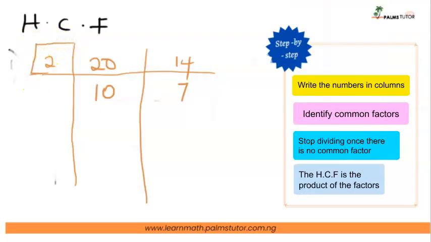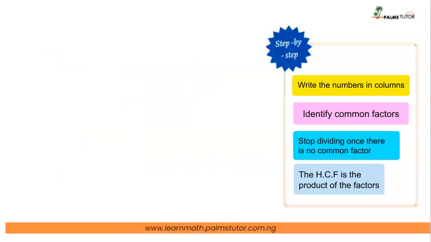And since we just have one of each, the highest common factor of 20 and 14 is what? Is 2, just like we have with the other method. Okay, so what does that mean? It means that you write out the numbers, and then factor them, and you stop when there is no common factor to both of them.